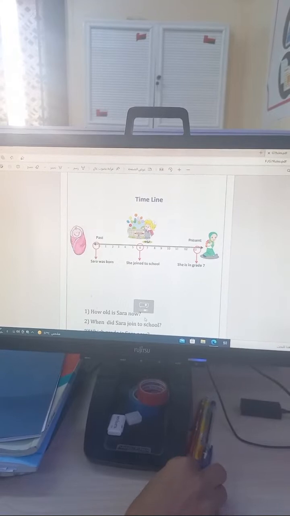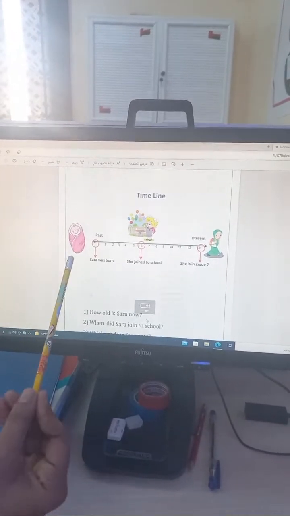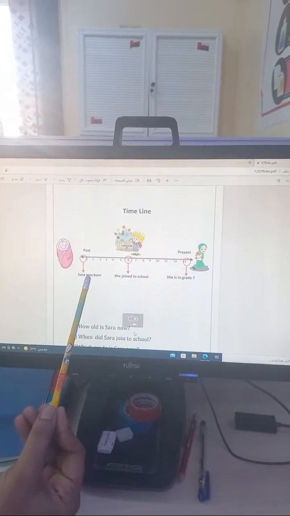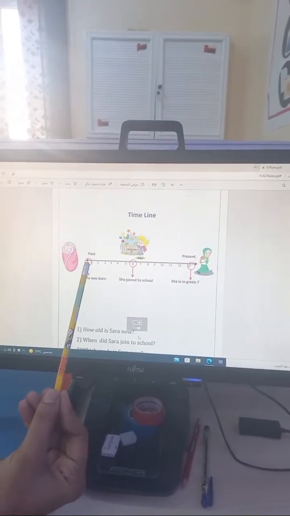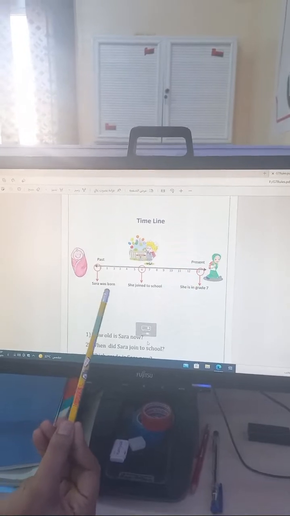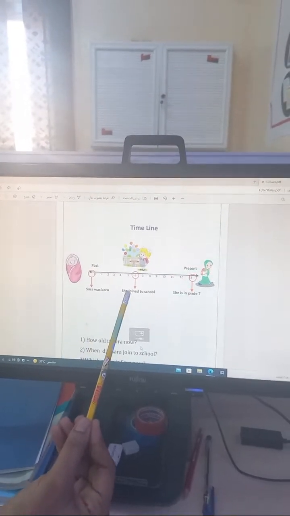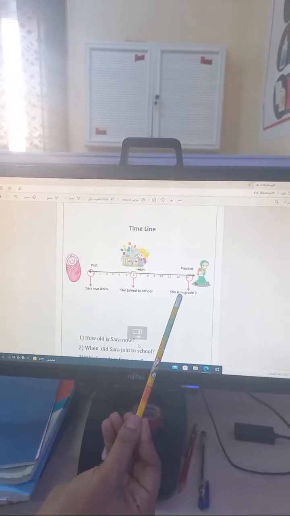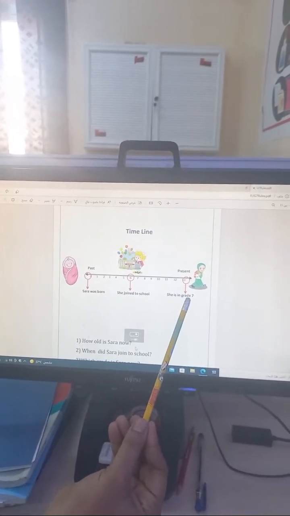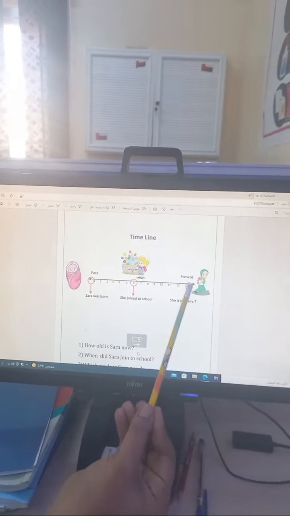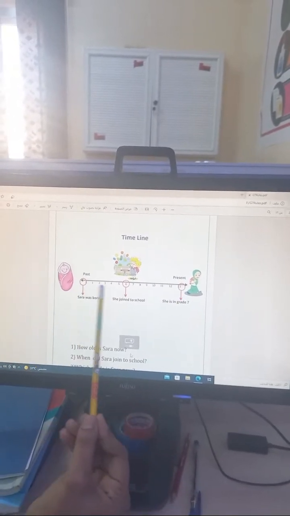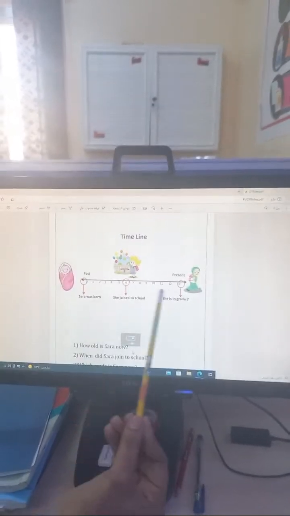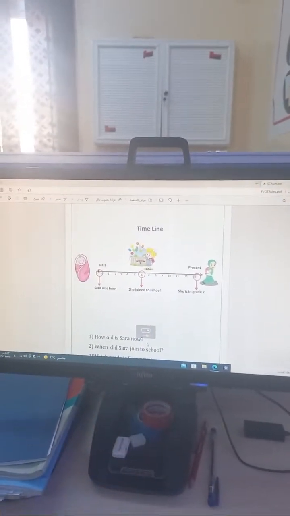So what's the meaning of timeline, girls? As I told you before, in the past, Sarah was born. So on 0, Sarah was born. But at age 6, she joined school. But now, Sarah is in grade 7. So Sarah is 13 years old. This is the timeline. We want to express the story about Sarah through the timeline.